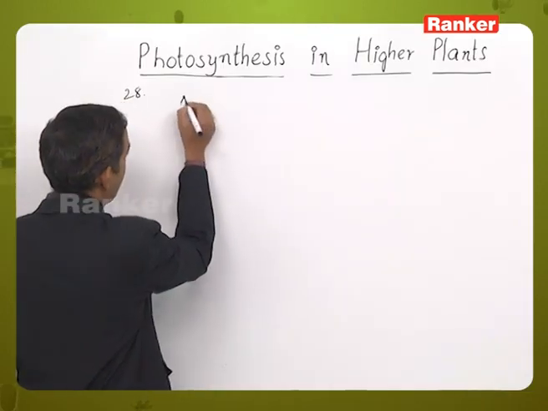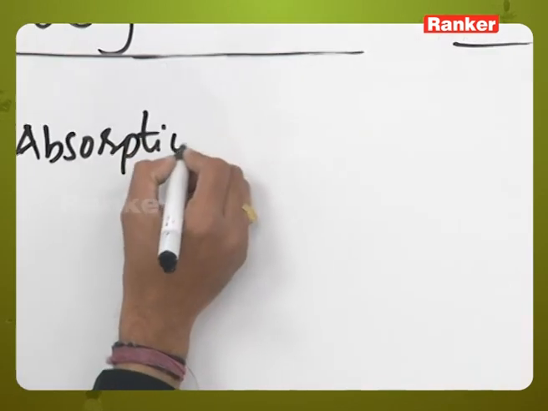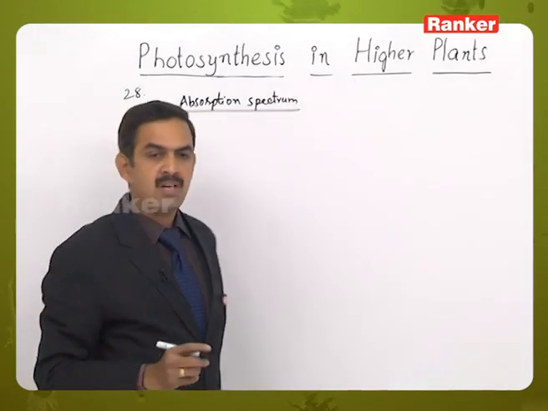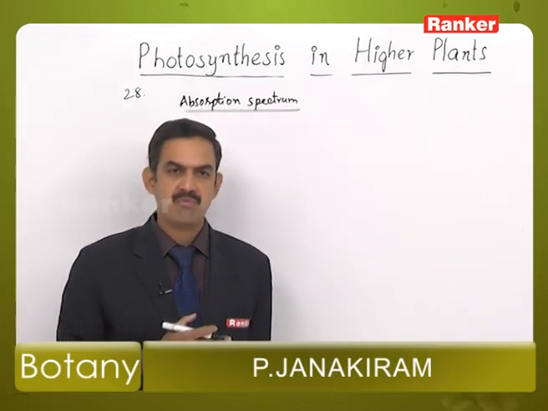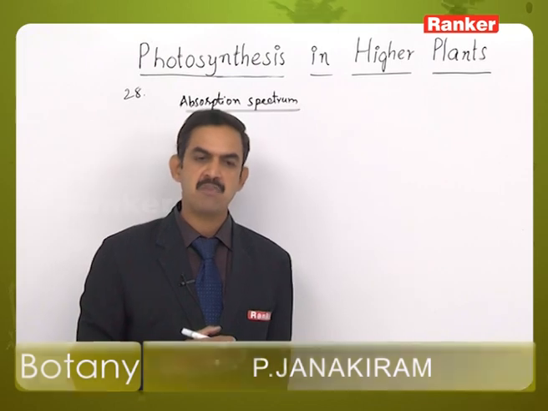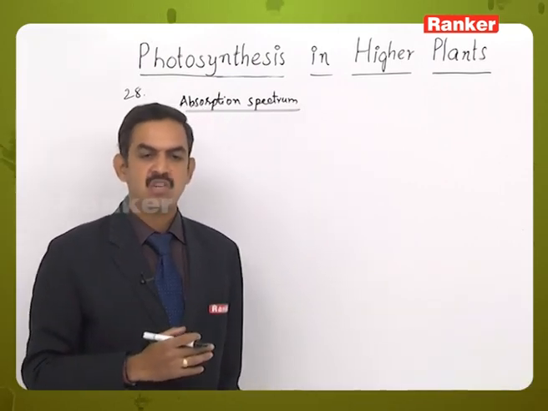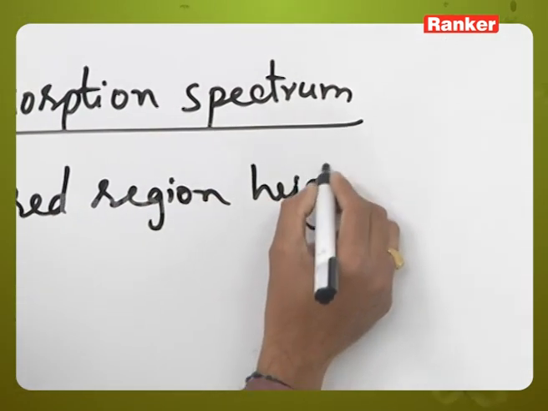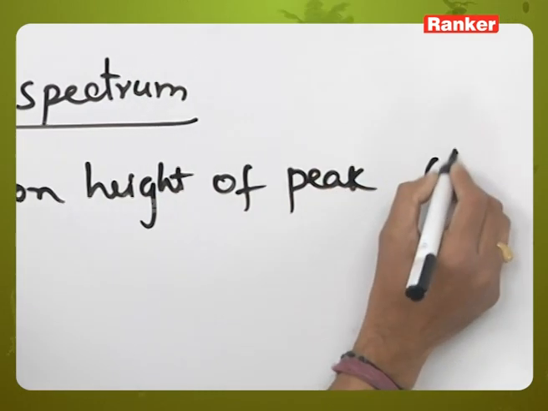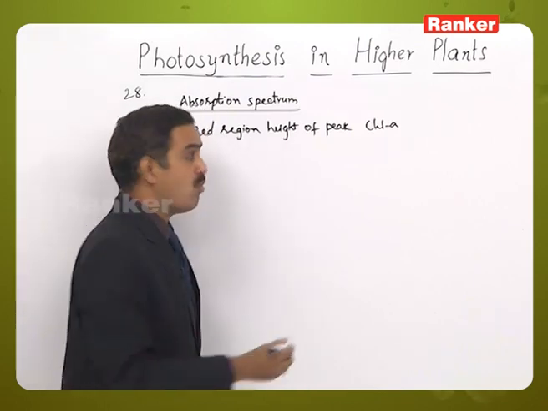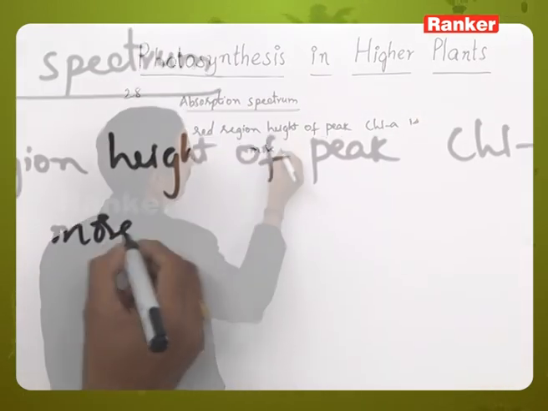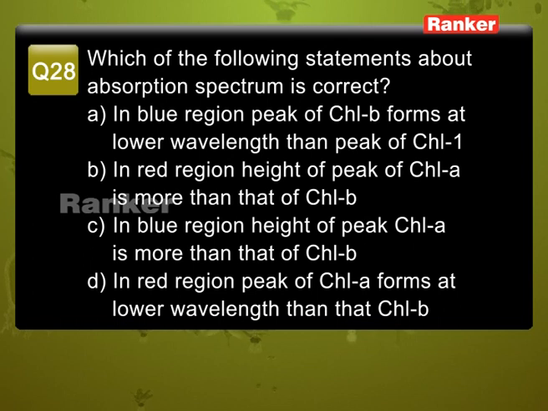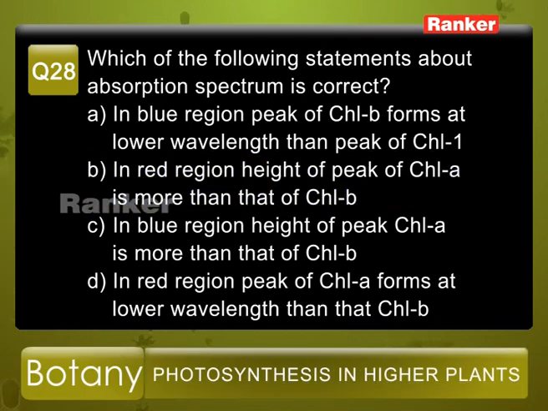So this is a question related to the absorption spectrum. So here absorption spectrum is the graph which shows the rate of absorption of different wavelengths of light by different types of pigments. So here in the red region, the height of peak of chlorophyll A will be more than that of chlorophyll B molecule. So from the given options, option B is the correct answer.